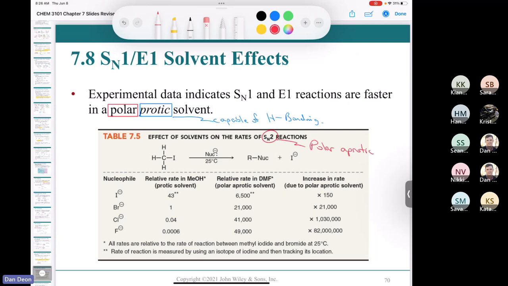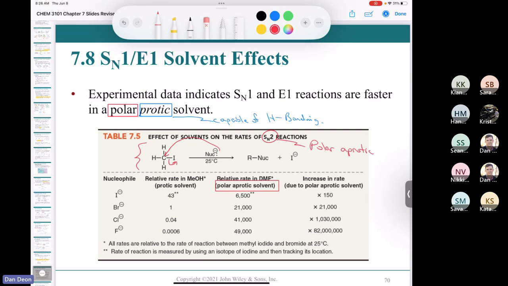And so if you look at this SN2 reaction here, this is just a nucleophilic attack, loss of leaving group. The reaction doesn't work well at all in methanol, which is a polar protic solvent, right? Methanol is polar and it's capable of hydrogen bonding. But if you run it in DMF, dimethyl formamide, which is a polar aprotic solvent, you can see how the reaction works really, really well.